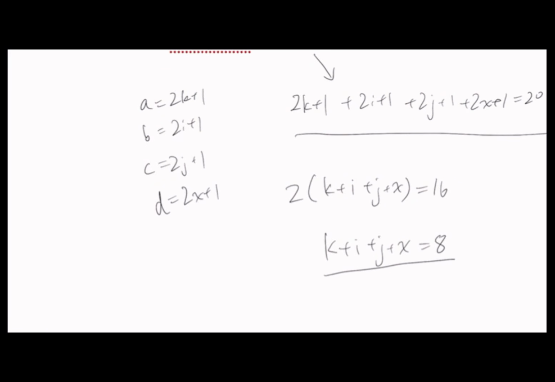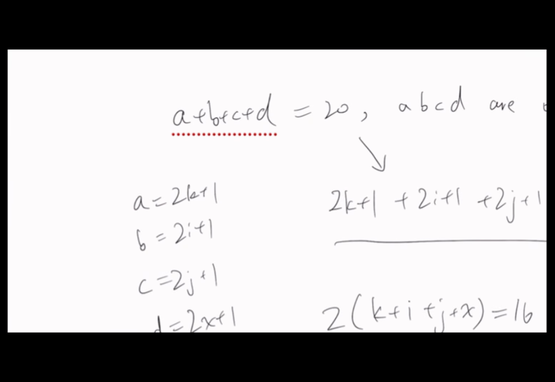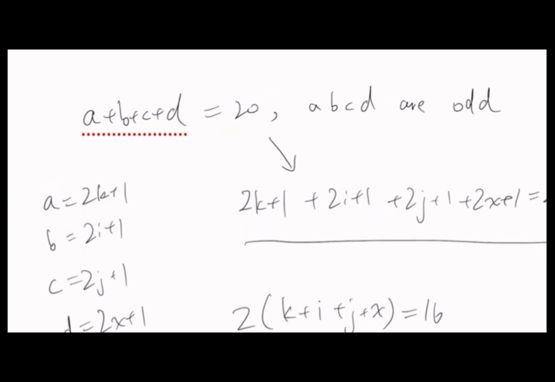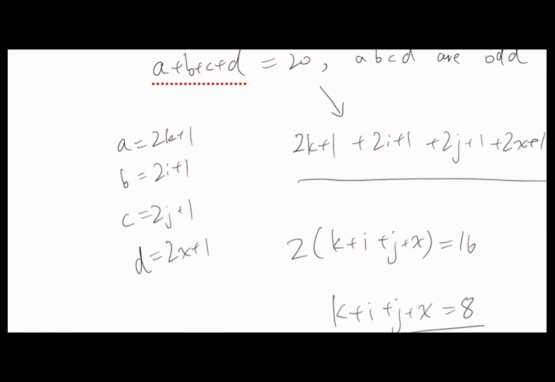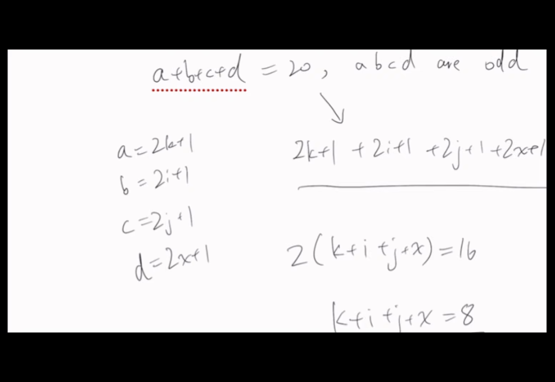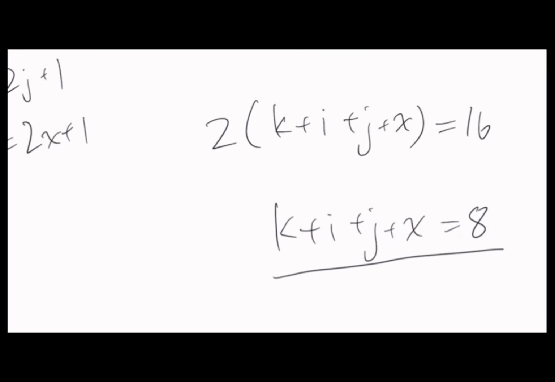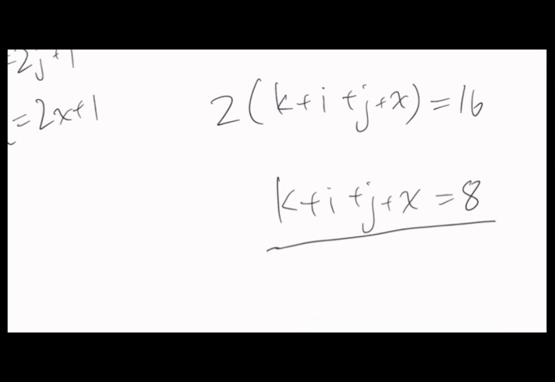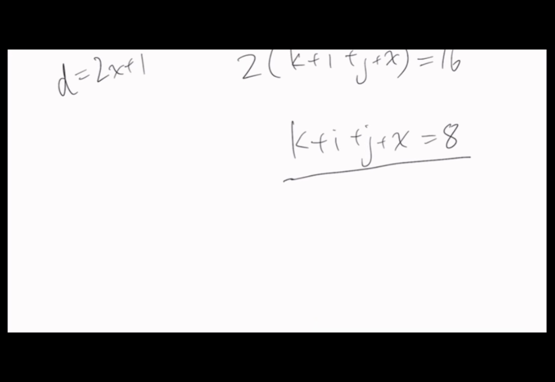Now what this does is that this completely simplifies out everything, because in the original problem, what makes this hard is that since A, B, C, D are odd integers, we don't know how to solve them because we never dealt with only odd integers. But now, K, I, J, and X can be any integers, can be odd and it can be even.